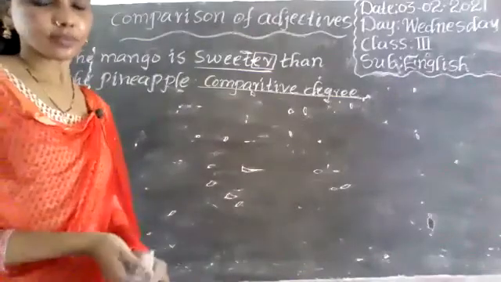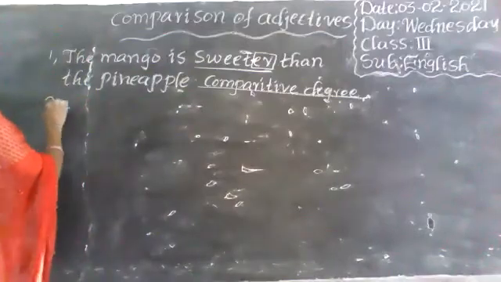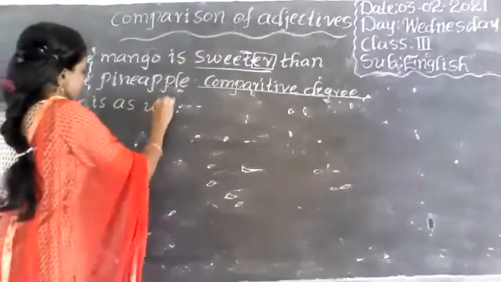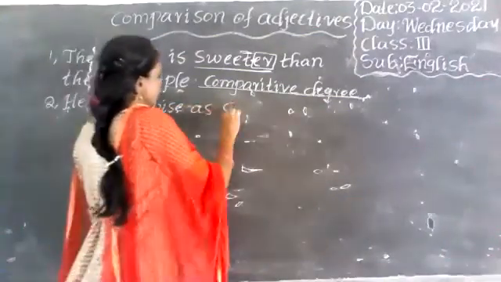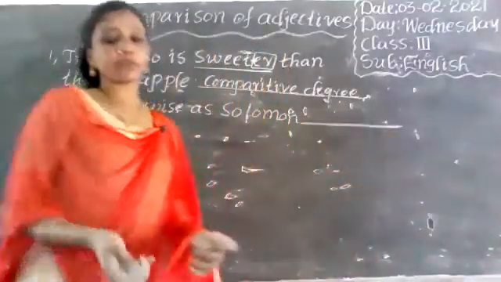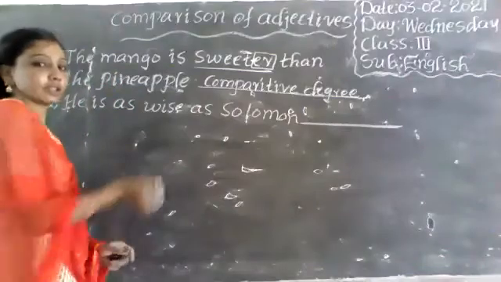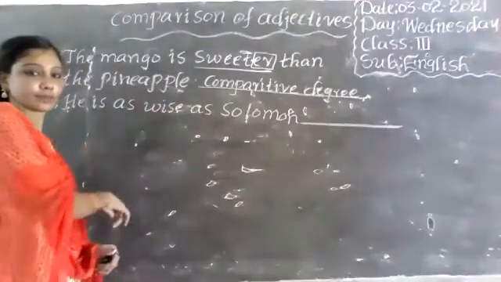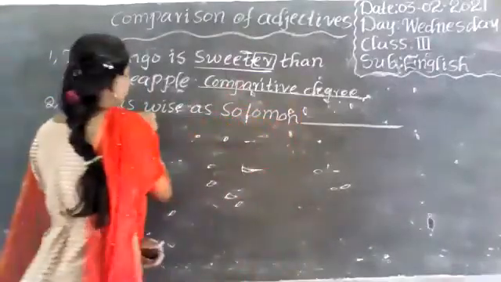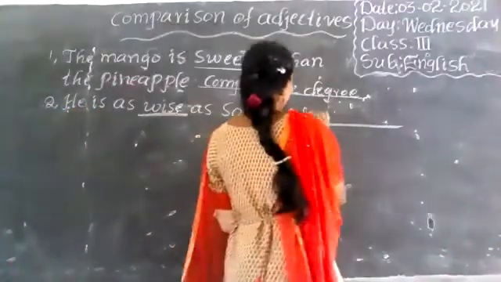Next sentence. He is as wise as Salman. So what type of degree is it? So here we are not comparing. He is as wise as Salman. Okay. So it is positive degree. Wise. Have you seen the adjective wise? We did not add anything here. So it is positive degree.